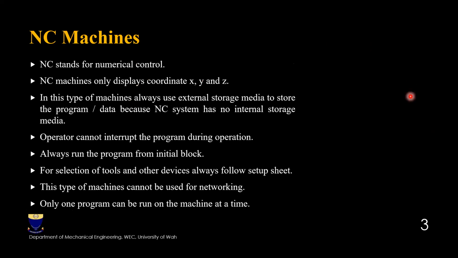So, what are NC machines? NC basically stands for numerical control. An NC machine only displays coordinates in terms of X, Y, and Z, whether it is a lathe or a milling machine. In this type of machine, we always use external storage media to store the program data because the NC system has no internal storage media. So basically, storage media is absent inside the NC machine, and we have to use an external media for this purpose. The operator cannot interpret the program during the operation.